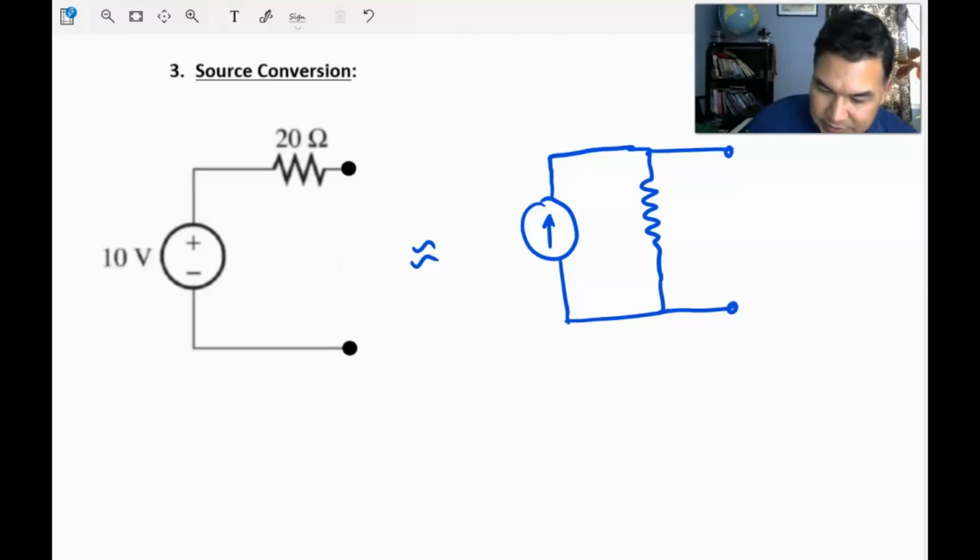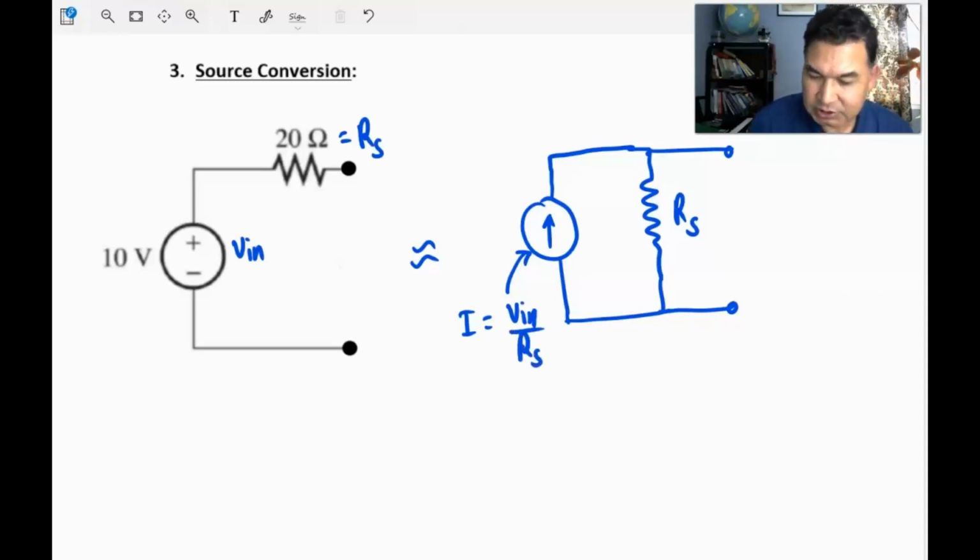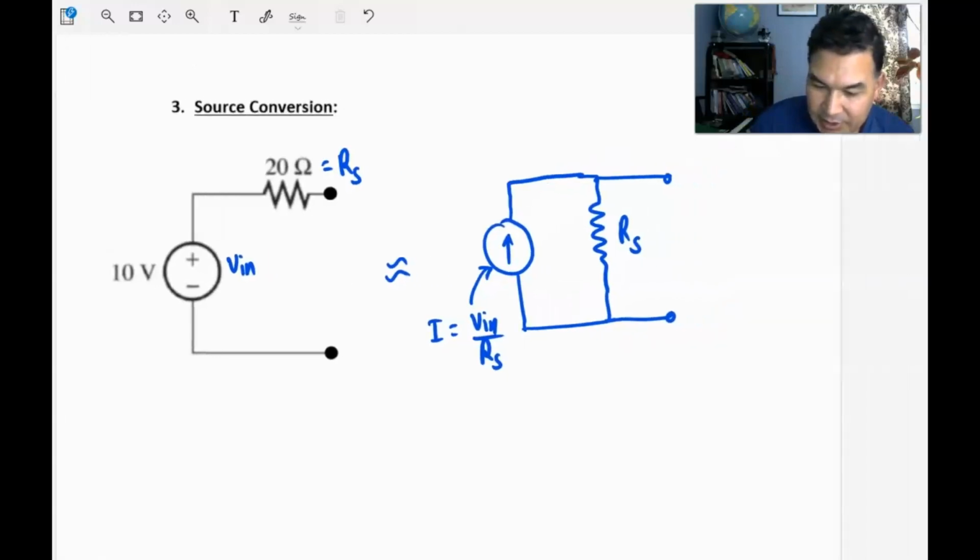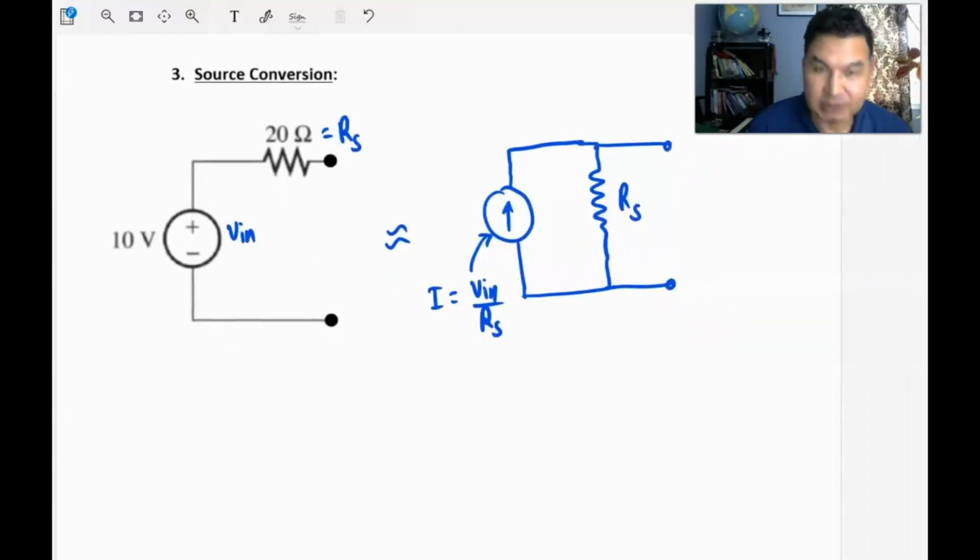So let's say this is a series resistor and this is the same series resistor, and this current is given by this voltage. Let's say this is V in, so whatever voltage source you have divided by this series resistance. So this circuit is similar to that circuit. That's what the source conversion says, and we're going to prove it, both analytically and numerically.